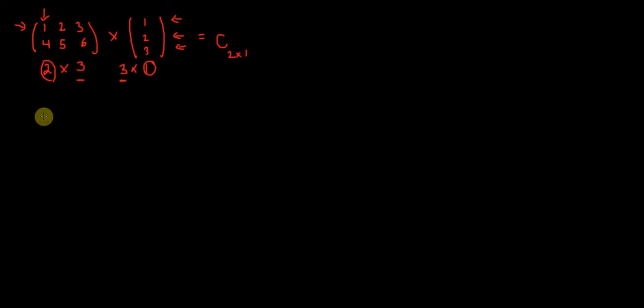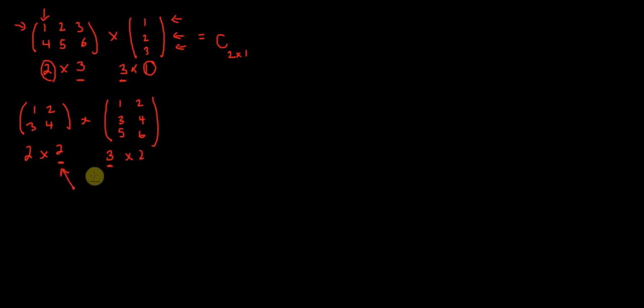Here are two matrices for which matrix multiplication is not defined. The matrix [1, 2; 3, 4] and the matrix [1, 2; 3, 4; 5, 6]. Looking at the sizes, we have a 2 by 2, and then we have a 3 by 2. These inner numbers don't match, so these two matrices do not have complementary sizes.